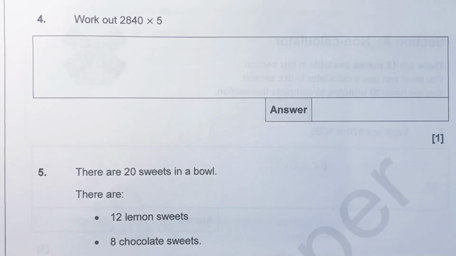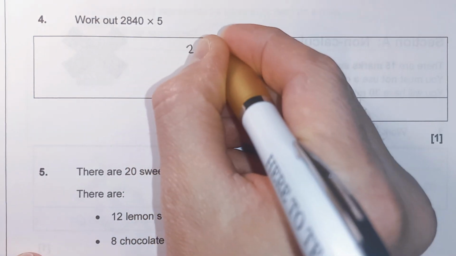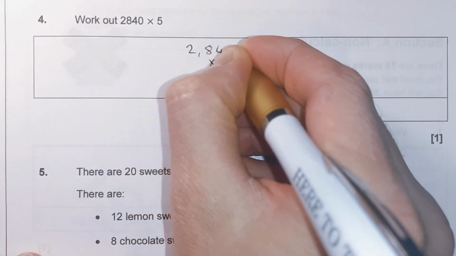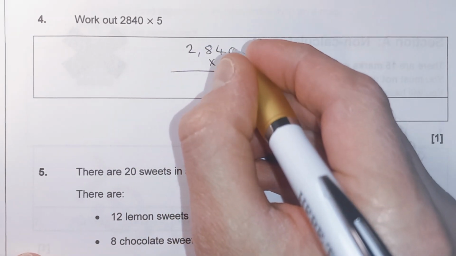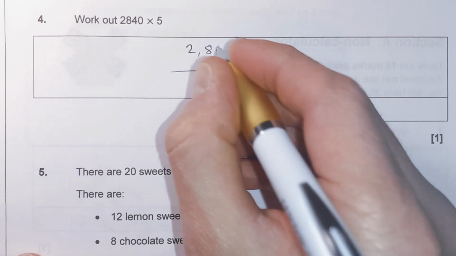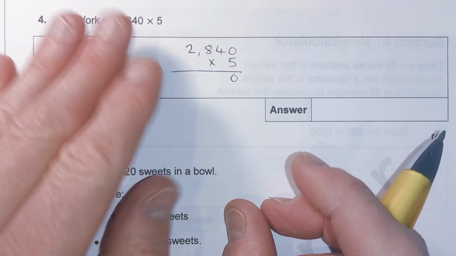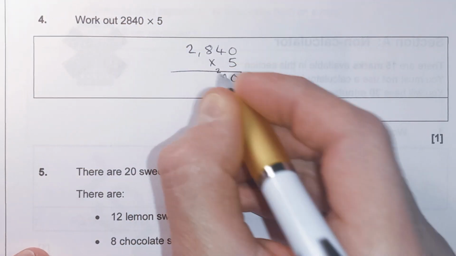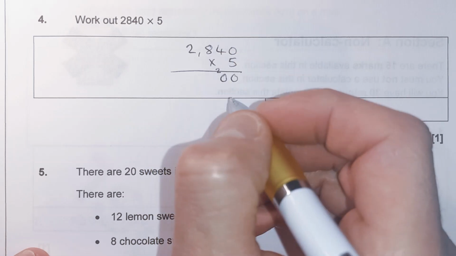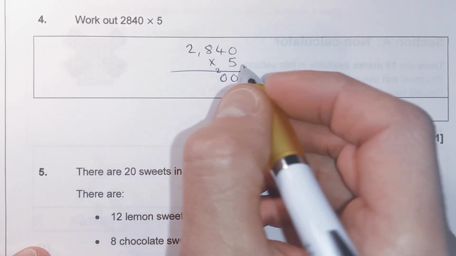Question 4. Work out 2,840 times 5. So we'll do this as a column multiplication. Start with the units. So 5 times 0 is 0. 5 times 4, 4, 8, 12, 16, 20. Or you could do 4 times 5, whichever you find more straightforward. 5 times 8 or 8 times 5, what should we do? Let's do 8 times 5. Let's do the 5 times table.